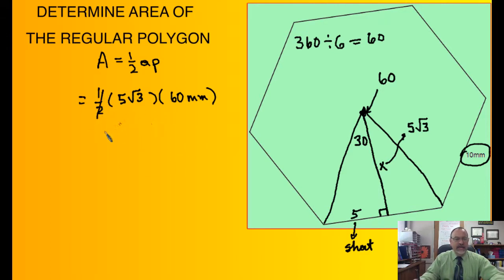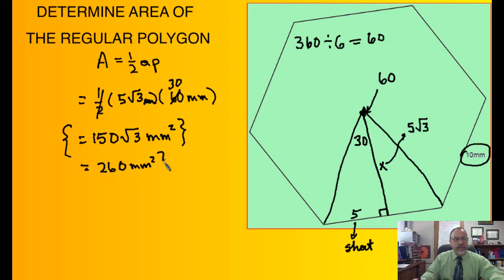I can take half of the 60, that's a nice even number, so I'll do that. So that's a 30. And then I can multiply this 30 times this 5 because both of those are non-radical numbers. And then I have the square root of 3 left. And then I have millimeters, I should put millimeters here. Millimeters times millimeters is millimeters squared. So this would be my exact answer, or my answer in simplest radical form. If I went ahead and had to multiply that out, this would come out to be about 260 millimeters squared.